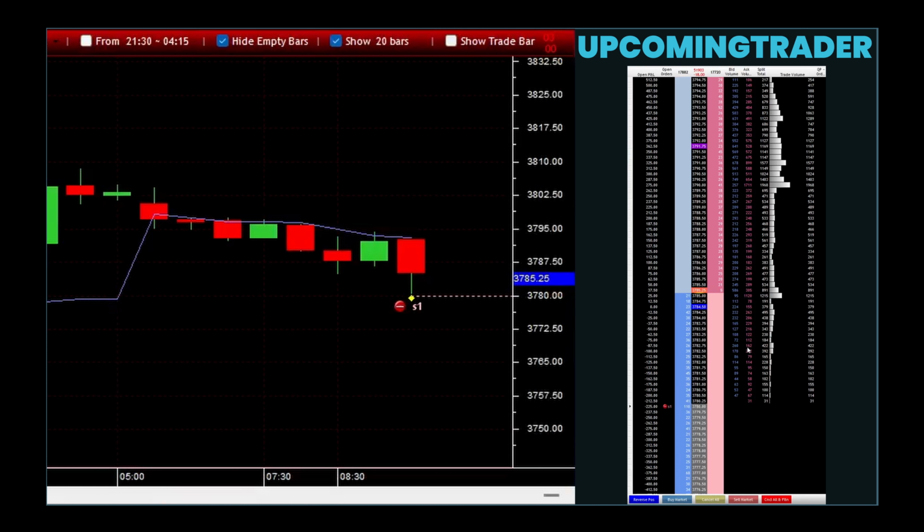If the pattern forms near a strong level of support, it can add to the bullish sentiment. Support levels are prices at which a significant amount of buying interest is anticipated, preventing the price from falling further. The proximity to such levels can offer additional confidence in the pattern's predictive power, indicating that the market may have found a solid footing for the upward trend.